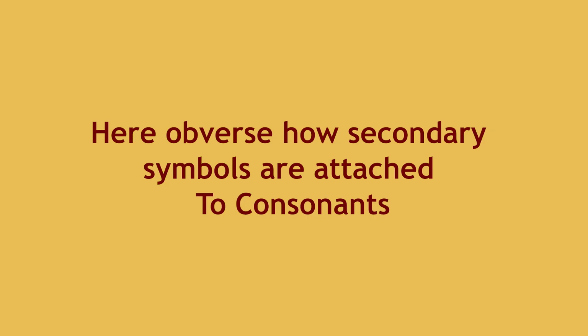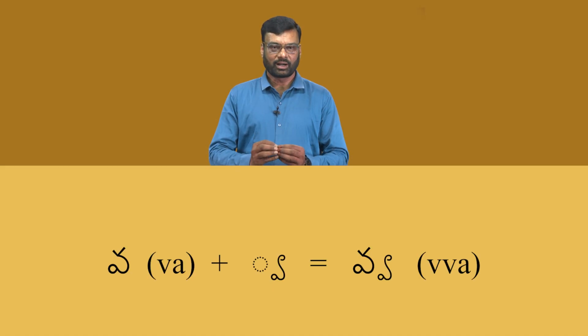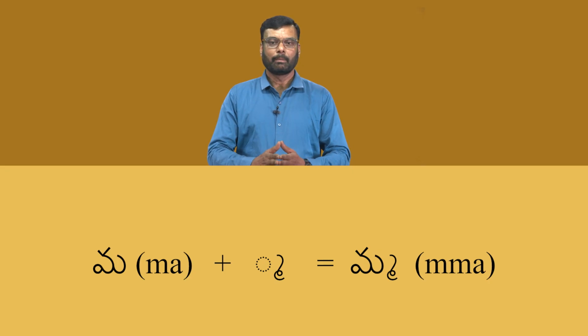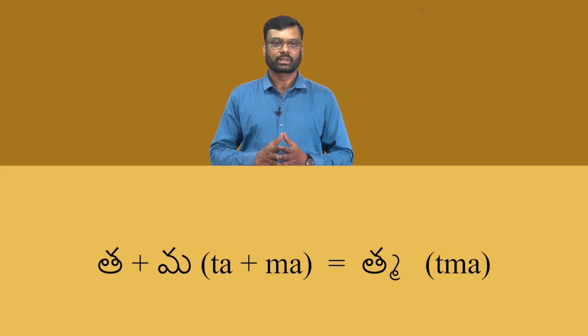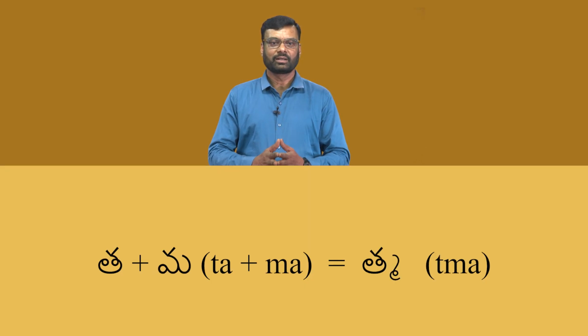And here, observe how secondary symbols are attached to consonants. Va plus va, vva. Ma plus ma, mma. We now proceed to the subsequent segment of this session. Here, we examine how secondary symbols are systematically attached to different consonants. La plus va, lva. Ta plus ma, tma.